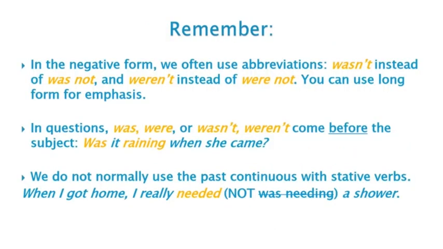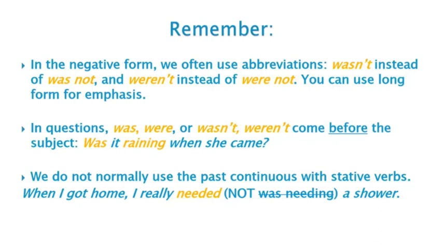Here are some useful things to remember. In the negative form, we often use abbreviations: wasn't instead of was not, and weren't instead of were not. You can use the long form for emphasis. In questions, was, were, or wasn't, weren't come before the subject.